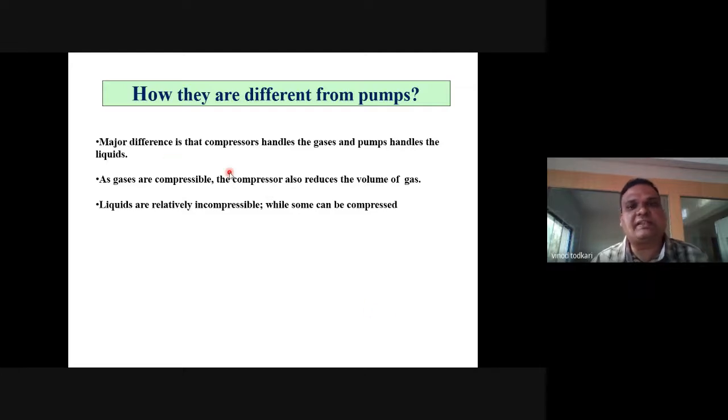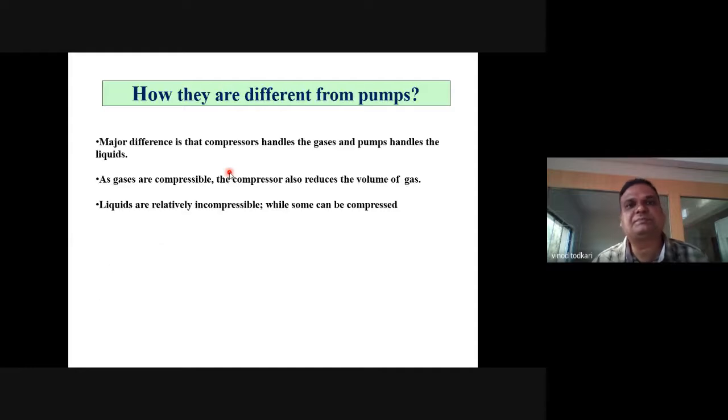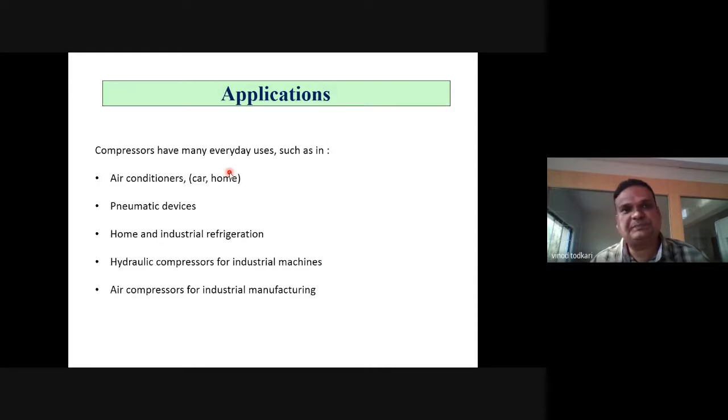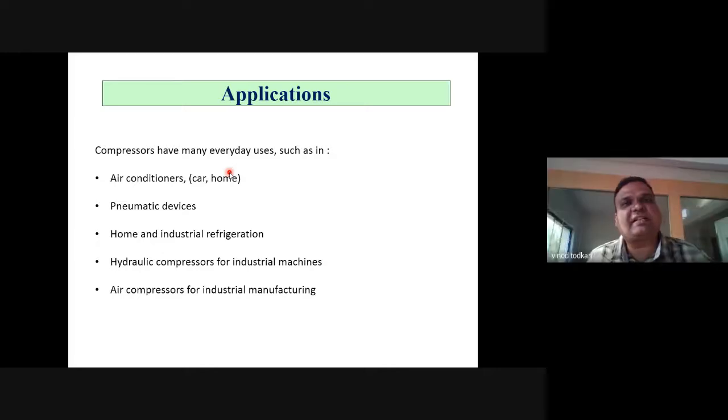Now see, what is the difference between pumps and compressors? It is very simple. Pumps are used for liquids only. Pumps are used to increase the pressure intensity of liquids, and a compressor is used to increase the pressure intensity of gas. Okay.